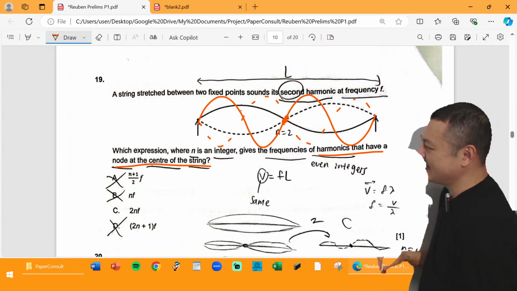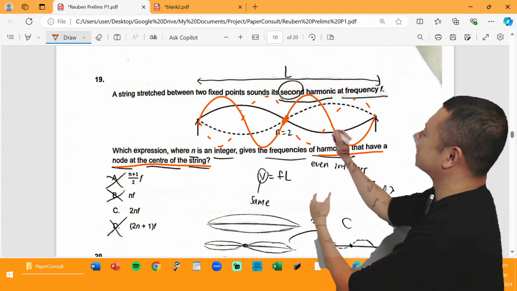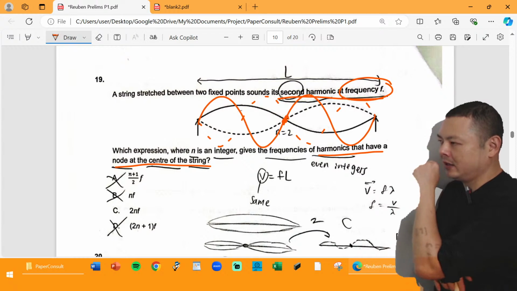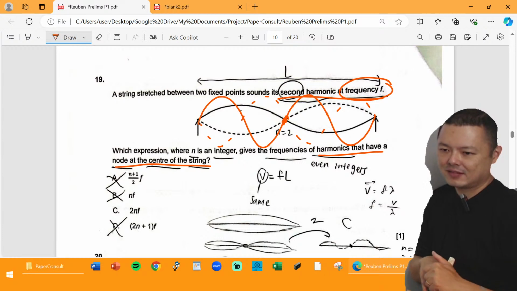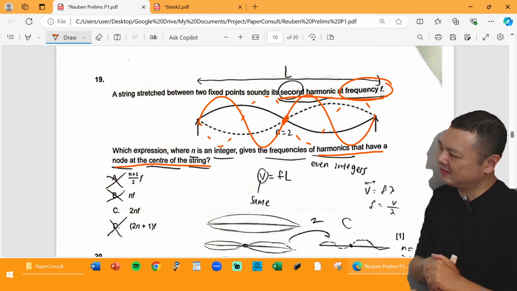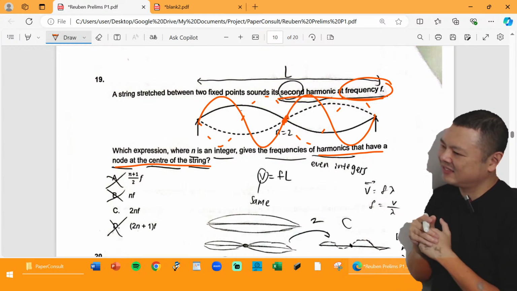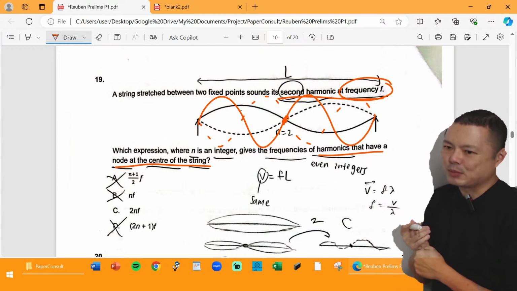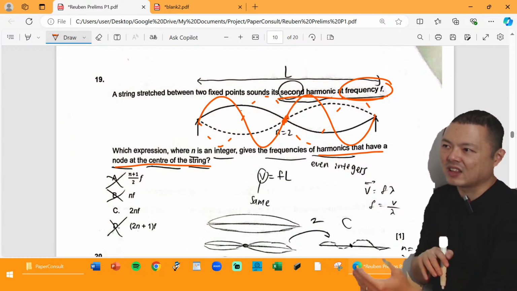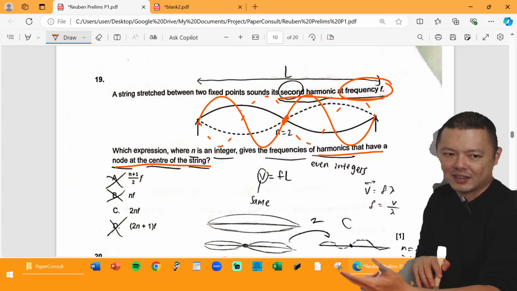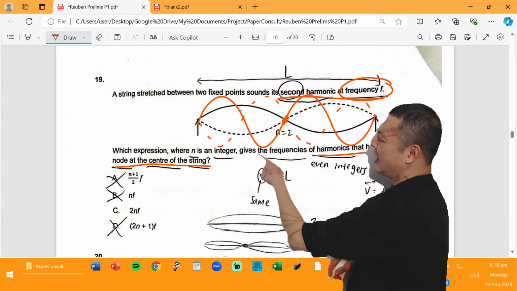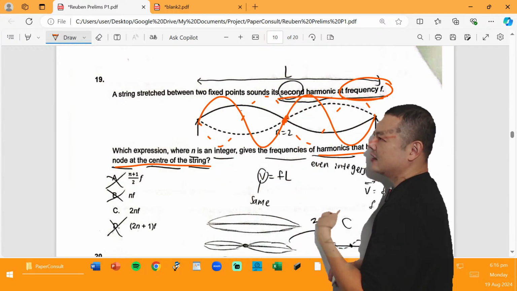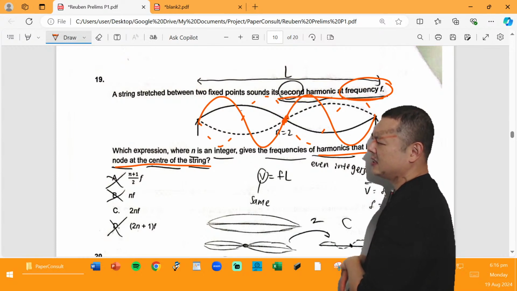But then the worst thing is they tell you that the second harmonic is frequency F. So how do you go from the second to the fourth? Times 2. Then how do you go from the second to the eighth? Times 4. So if n is the integer and F is the second harmonic frequency, then the next one will be just what?